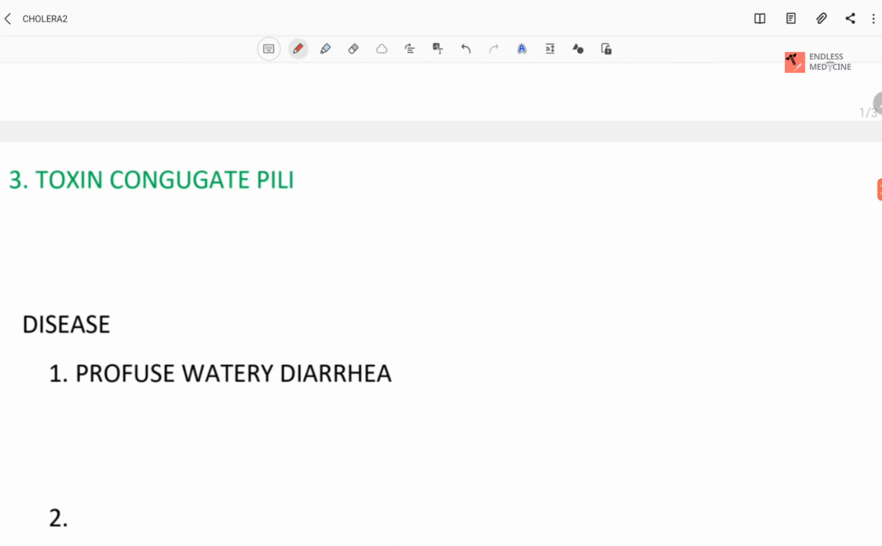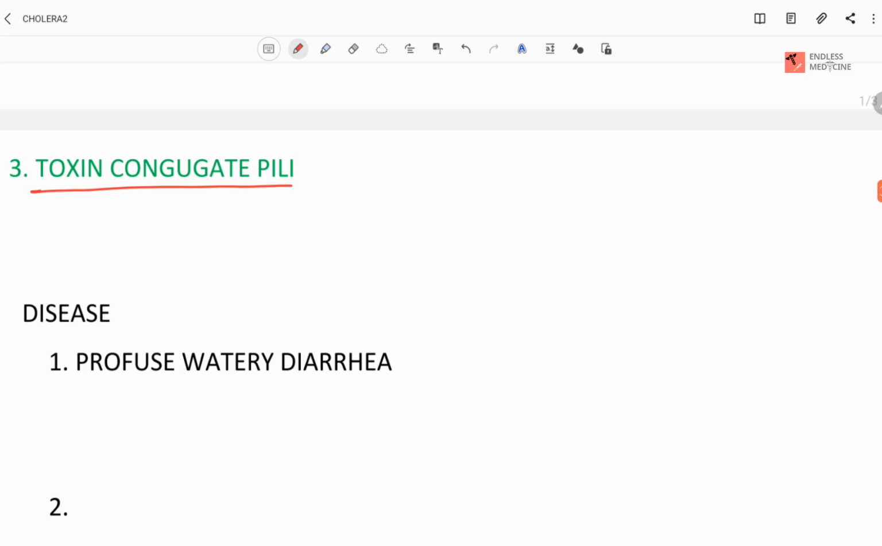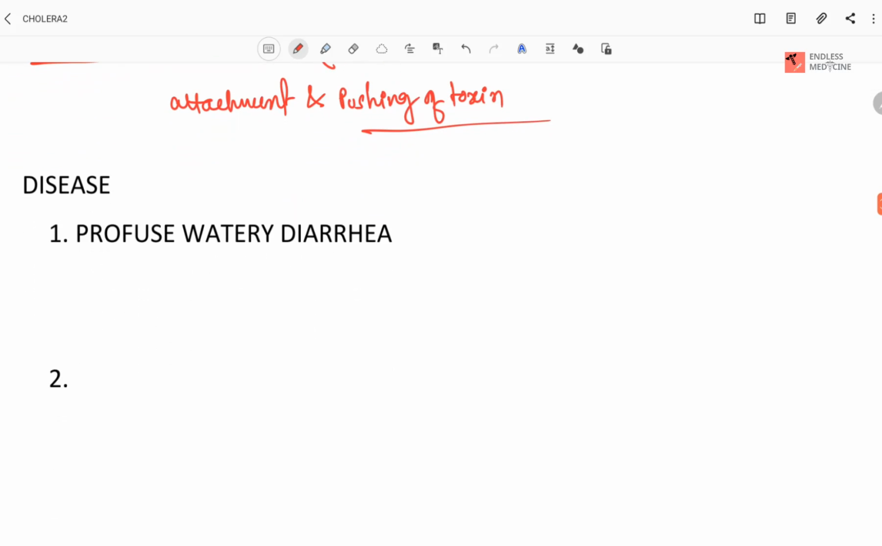Now third, toxin co-regulated pili or TCP. It helps in attachment and pushing of toxin. So it helps in attachment and pushing of those toxins. Now come to the disease. First important disease is profuse watery diarrhea, also known as rice watery stool.